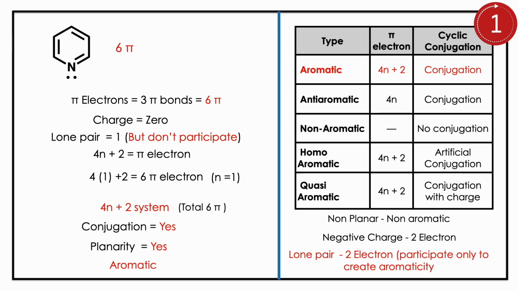So total pi bonds are 3, so 6 pi electron. Since there is no participation of lone pair, 0, and totally 6 pi electron, which is 4n plus 2 pi electron where n equals 1. So 4n plus 2 system, conjugation is there, planarity is there. So given compound is aromatic.